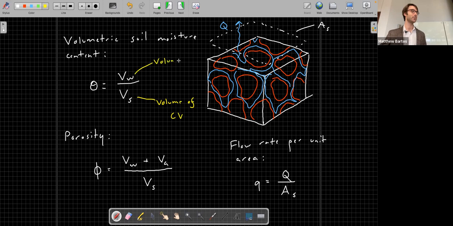You have your volume of soil grains, you have your volume of water, you have your volume of air, and you also have the total volume of your control volume, which is VS. So this is the volume of CV. I'm just reviewing from last time. This is the volume of water. And we could define the volumetric soil moisture content as the volume of water in our soil element divided by the entire volume of the control volume.